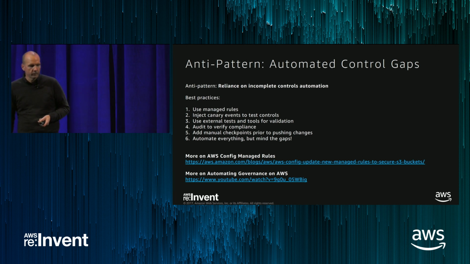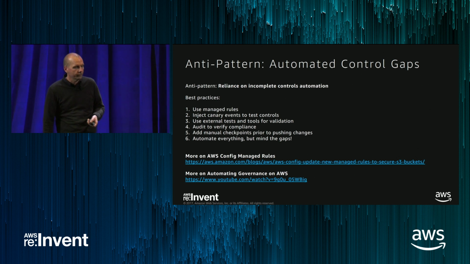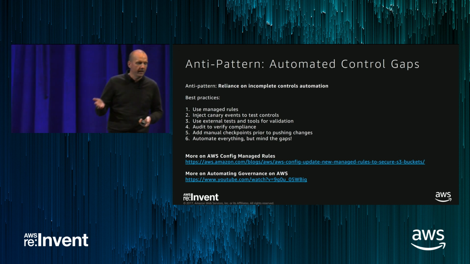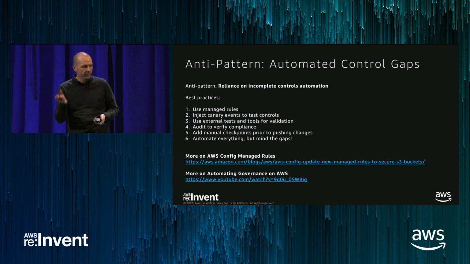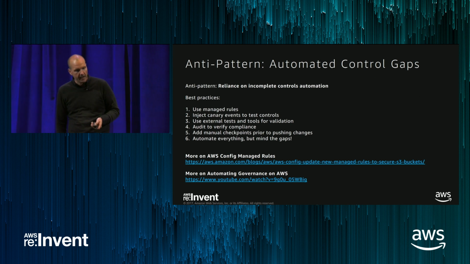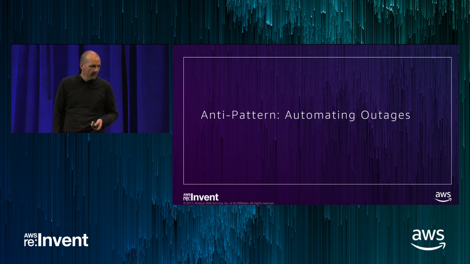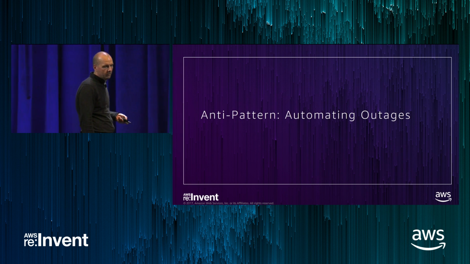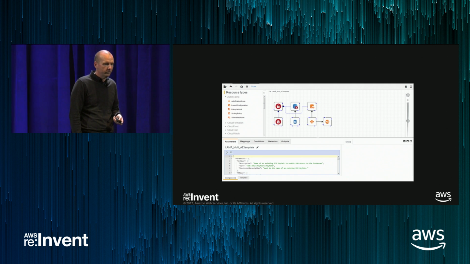Again, it doesn't do us a lot of good to have a super fancy controls automation stack if I'm pushing changes in, there's a 10 to 15 minute lag, and there's a gap for folks to hop in there. So automate everything but mind the gaps. Next section is on automating outages, the third anti-pattern that we can speak to today.